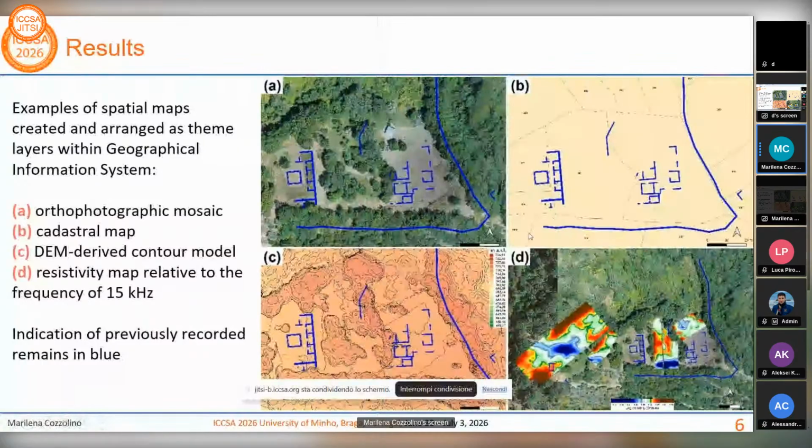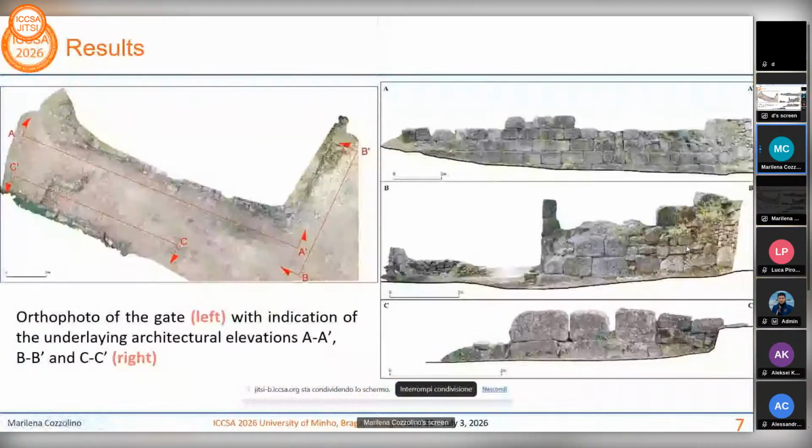Here there are high resolution orthophotos that we produced regarding the gate, which is built with big stones, and it is an important documentation not existing until now. These products are of course very useful for architectural documentation and conservation planning.